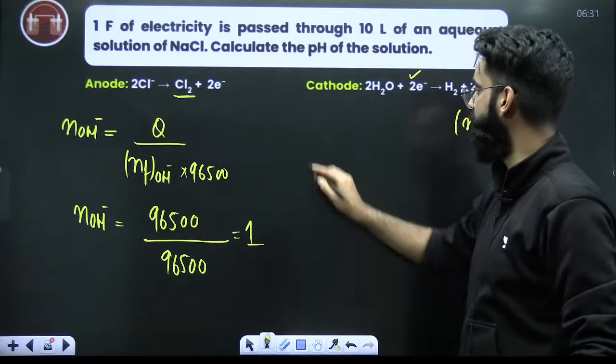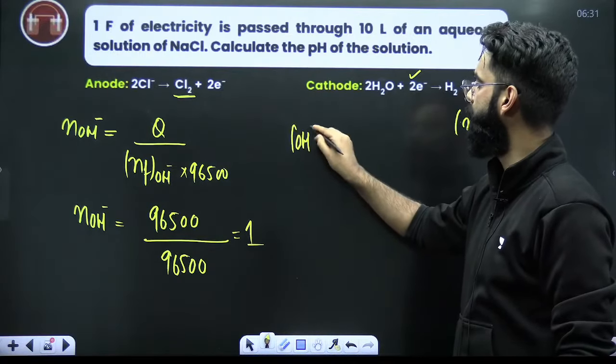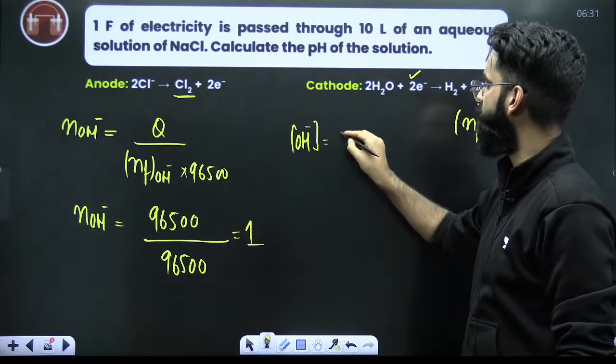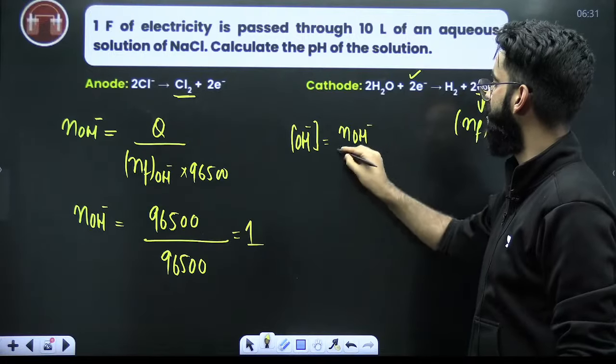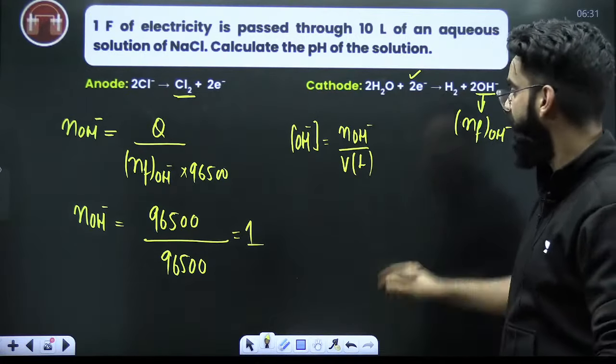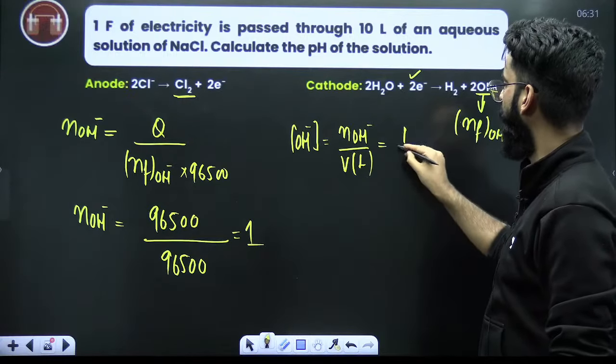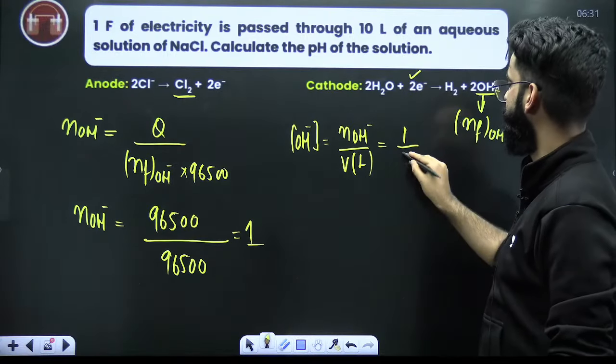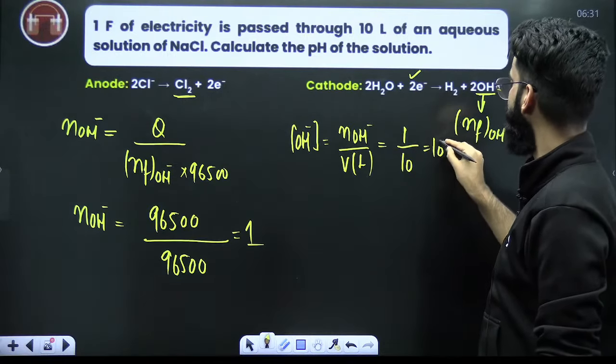If you got the moles of OH negative, can't we get the OH negative concentration in the container? It has to be equal to moles of OH negative in the container divided by volume of solution in liters. Now tell me, how many moles of OH negative do we have? 1. Volume of solution in liters, that's 10 liter. The value is 10 raised to minus 1 molar.